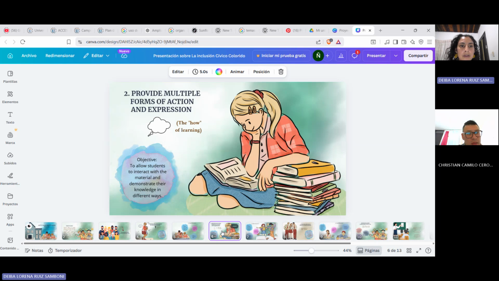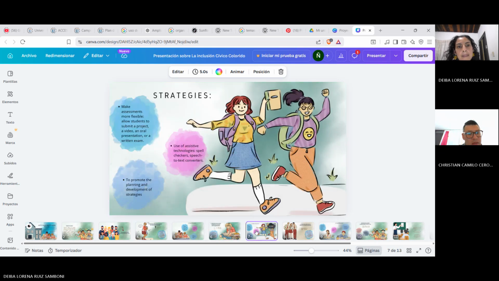Number two, provide multiple forms of action and expression. The how of learning. Objective: allow students to interact with the material and demonstrate their knowledge in different ways. Strategies: make assessments more flexible. Allow students to submit a project, a video, an oral presentation, or a theoretical exam. Use assistive technologies, speech-to-text, and conversation to support planning and development of strategies.